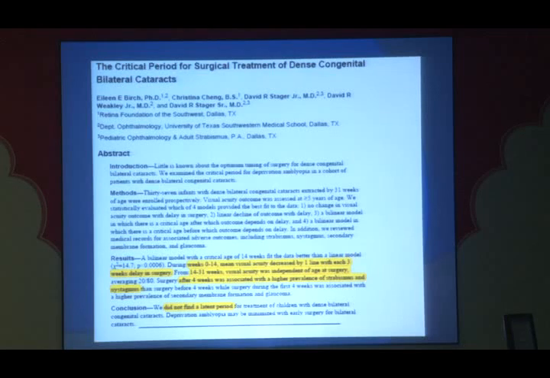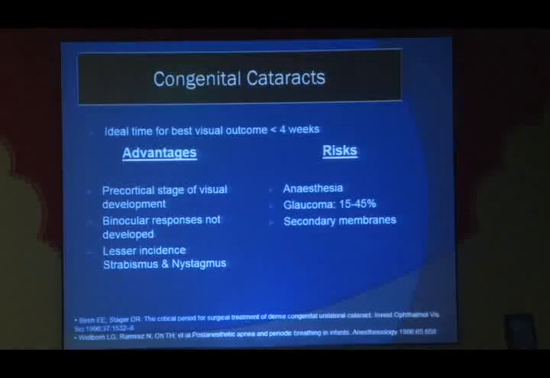Similarly, for dense congenital bilateral cataracts, they found that from weeks 0 to 14, the mean visual acuity decreased by 1 line with each 3 weeks of delay in surgery, and delay beyond 4 weeks was associated with a higher prevalence of strabismus and nystagmus. So, the ideal time for best visual outcome in congenital cataracts would be if the child is operated before 4 weeks. The advantages are that it is the precortical stage of visual development and there is a lesser chance of sensory deprivation and myopia.